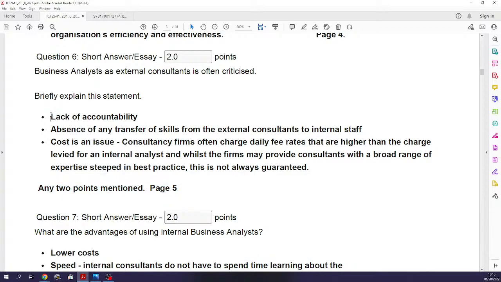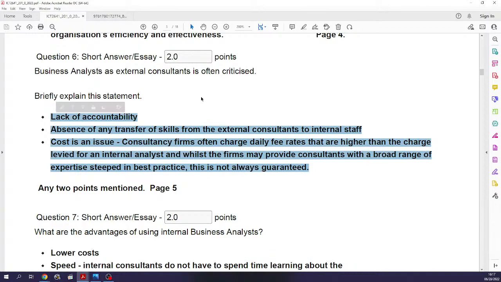So when we're reading through your answer, you need to say, business analysts are criticized as external consultants because they have a lack of accountability. You say why, or you word it in a different way, etc. But just use this as an indication of what we're looking for. And then try to structure your answer in a way that complements this. That's not to say that you have to write your answer in bullet form. You don't have to do that. It might even be better if you don't.